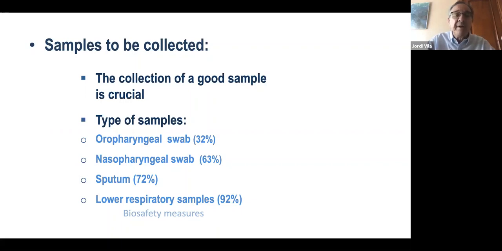The recovery, or the positivity of the sample, changes a little according to the sample. For pharyngeal swabs, the recovery is 32%. For nasopharyngeal swabs, it's 63%. For sputum it is 72%, and for lower respiratory samples, 92%.